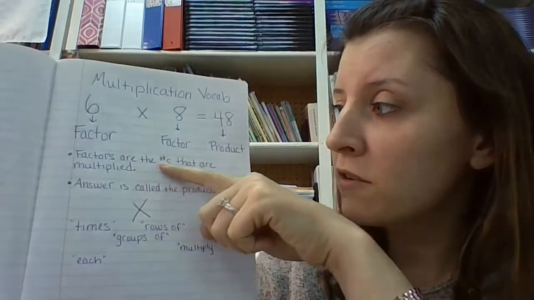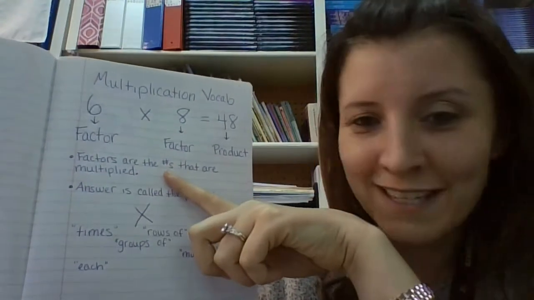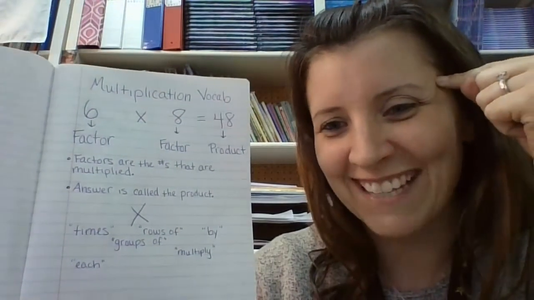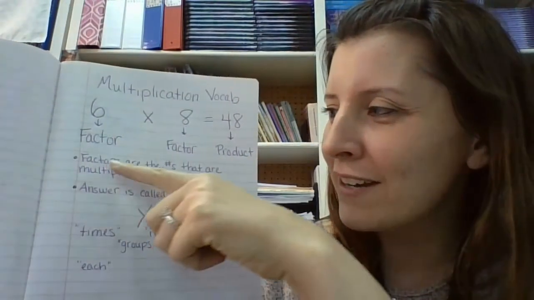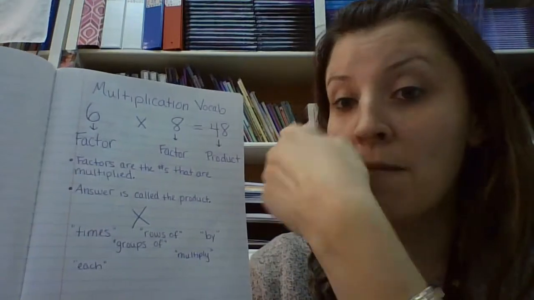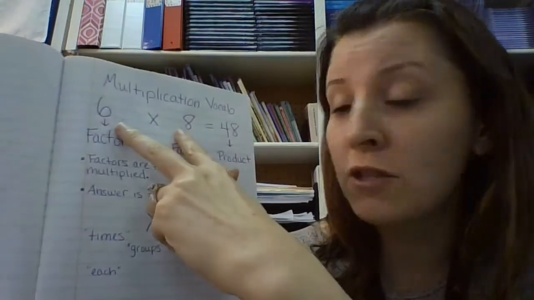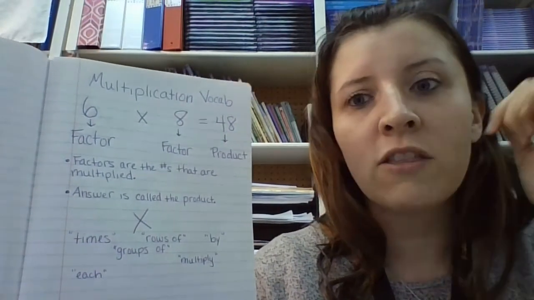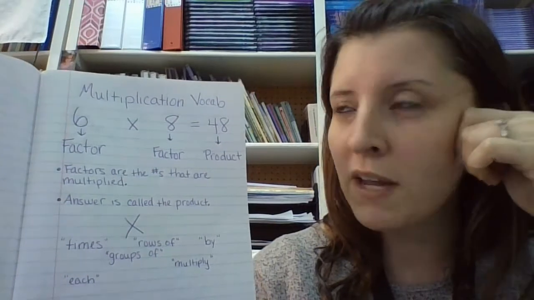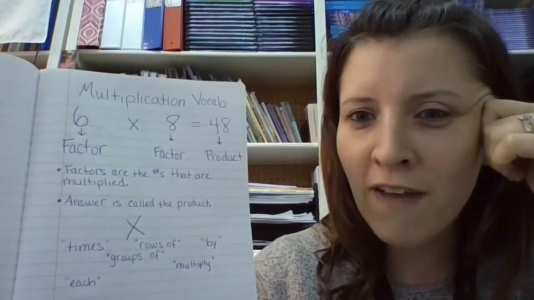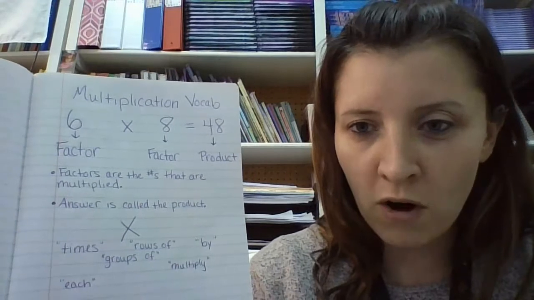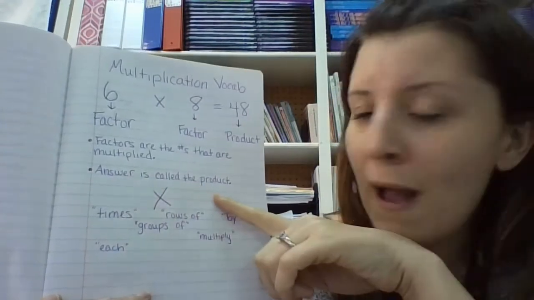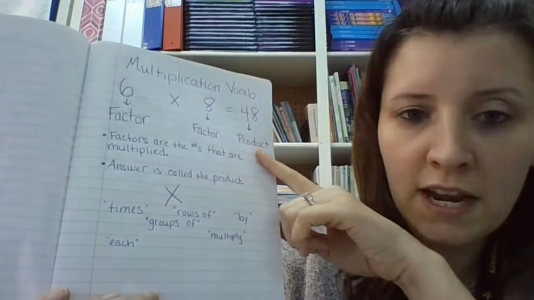Here I've written factors are the numbers that are multiplied. I know this symbol looks like a hashtag to you, but in my brain, it means number. It's the pound sign. Factors are the numbers that are multiplied. In most cases in our unit, we will have two numbers multiplied together. Later on in the unit, we'll have maybe 3 or 4 factors, but in third grade, 2 to 4 factors is the amount that we work with the most. My next bullet point says the answer is called the product, the same thing I was just saying.